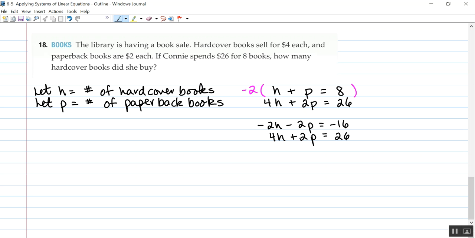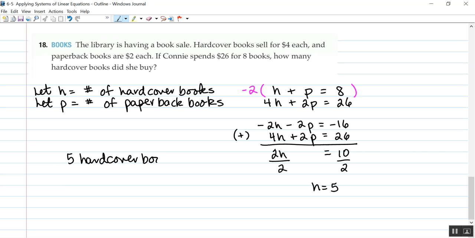And since I made my coefficients opposite, I can add. -2h plus 4h gives me a positive 2h. My p's eliminate. -16 plus 26 gives me 10. And dividing both sides by 2, h is equal to 5. So final answer, she bought 5 hardcover books. Oops, books. Okay. And that's the way I'm going to write my answer.